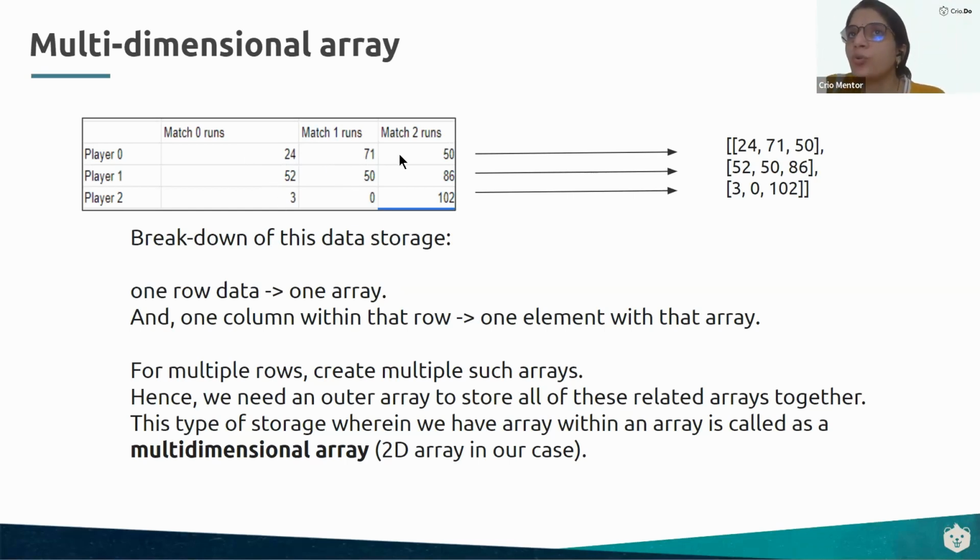So one row of data makes one array. Now that is one array. Then we have another array. Then we have another array, right?